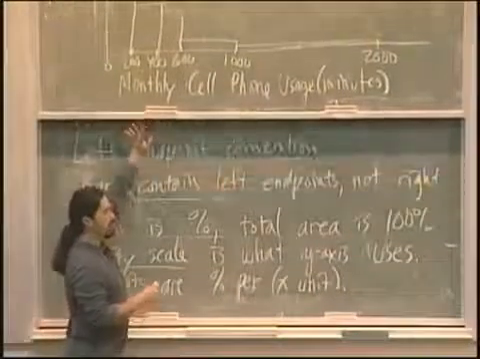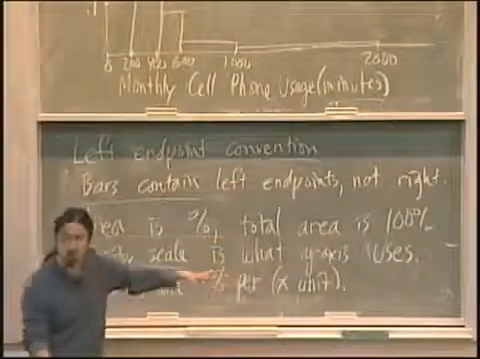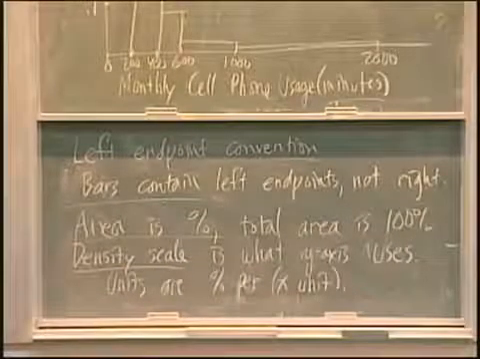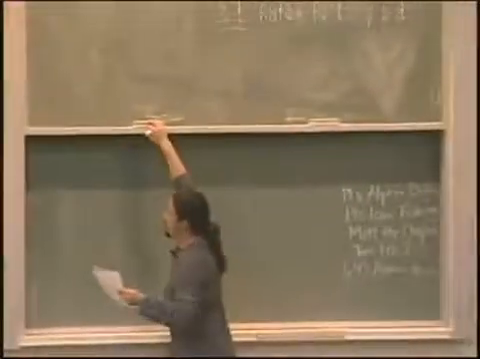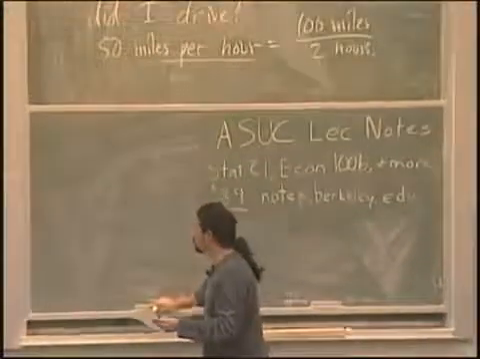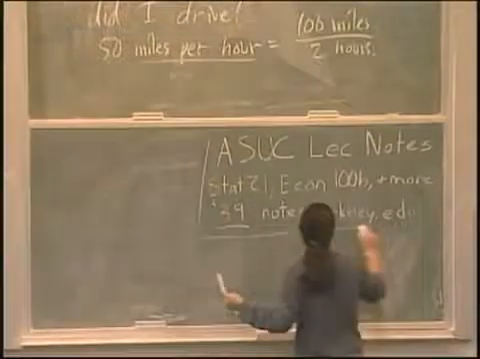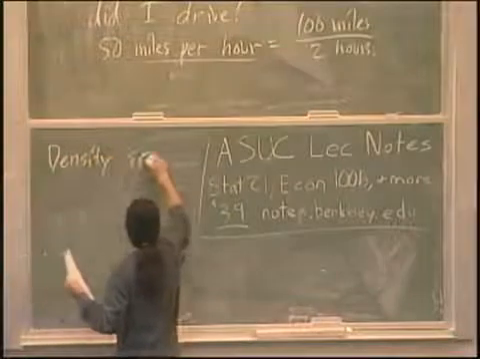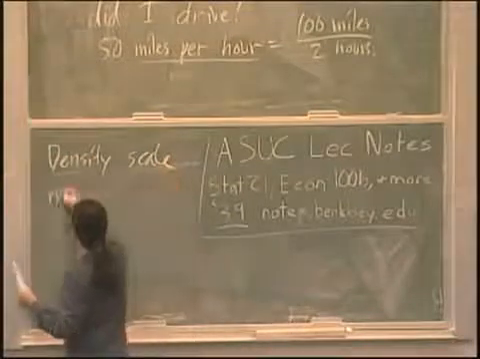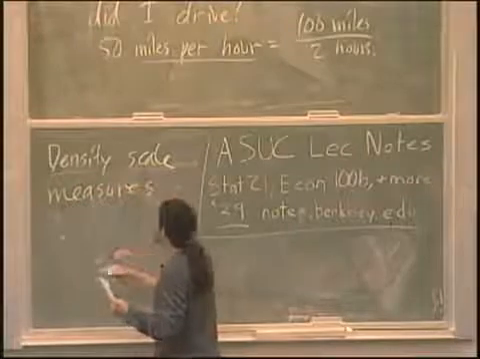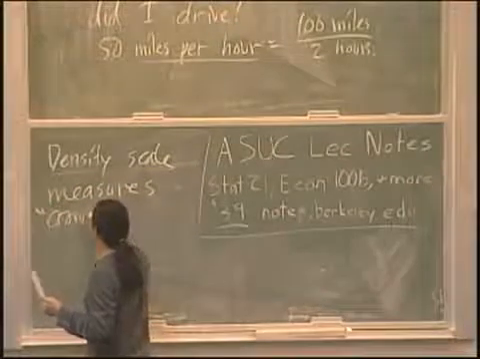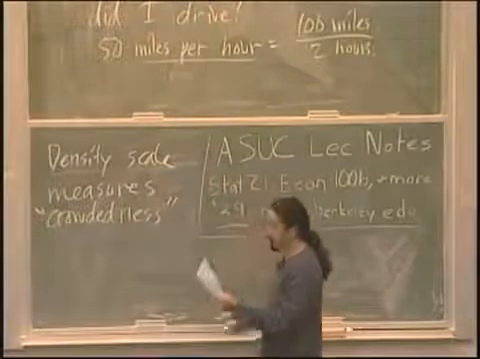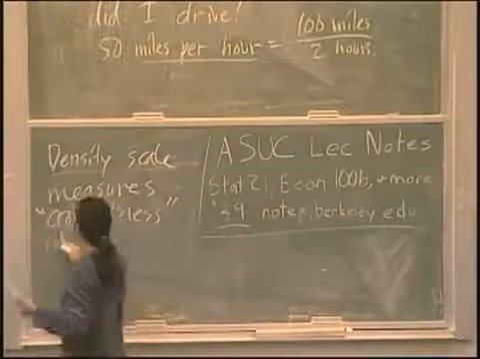Questions about the density scale? Okay. I want to write a little bit more about it, just another analogy to think about. The word the book uses is crowdedness. Or maybe the non-word the book uses, the term crowdedness.